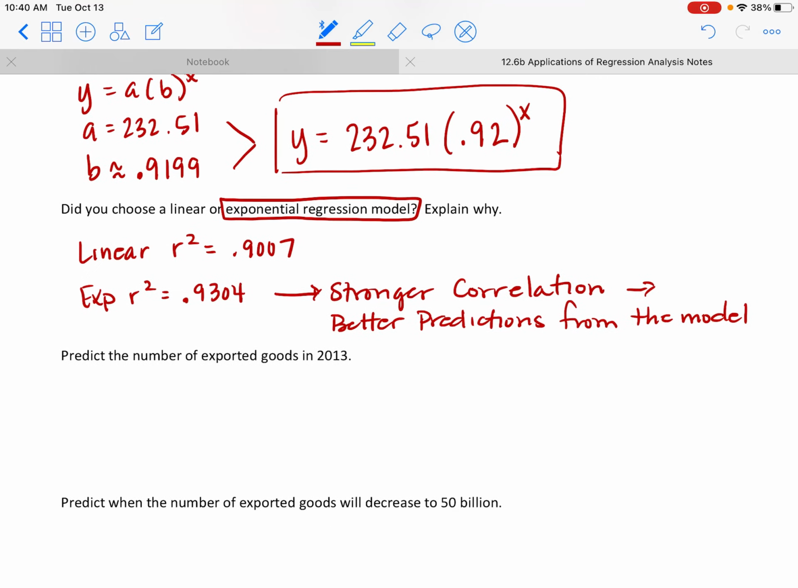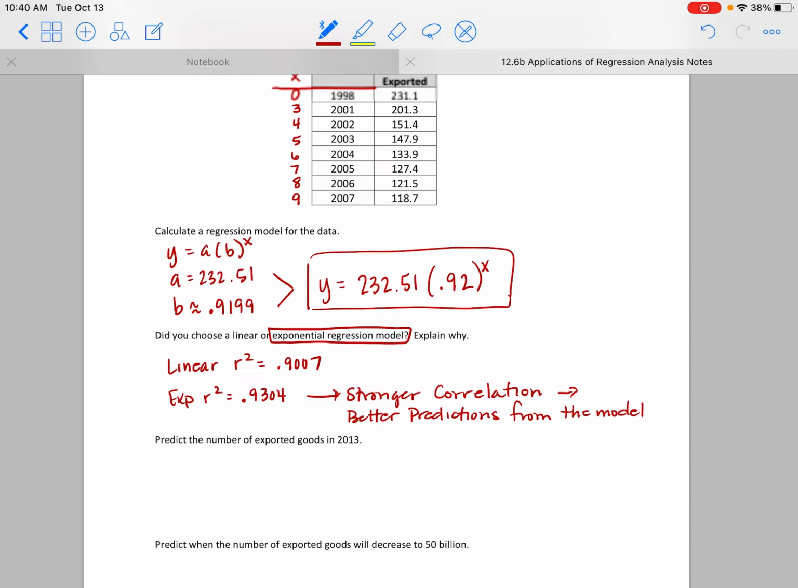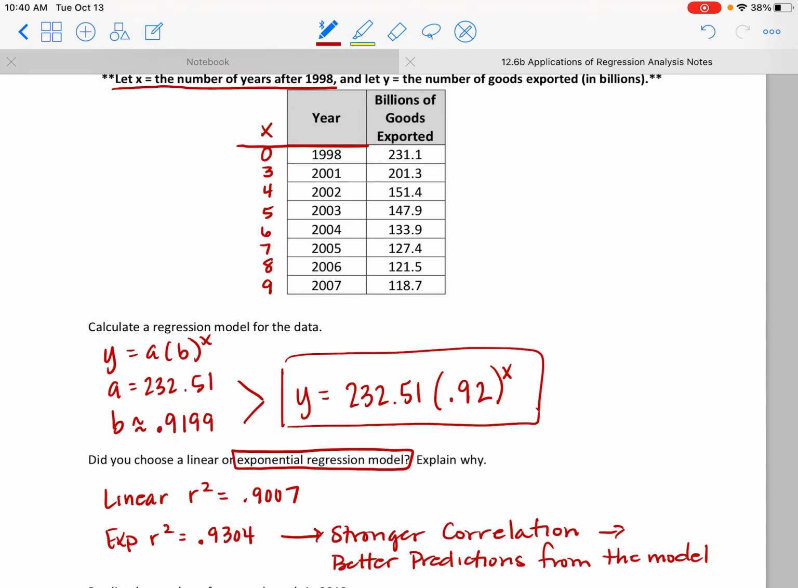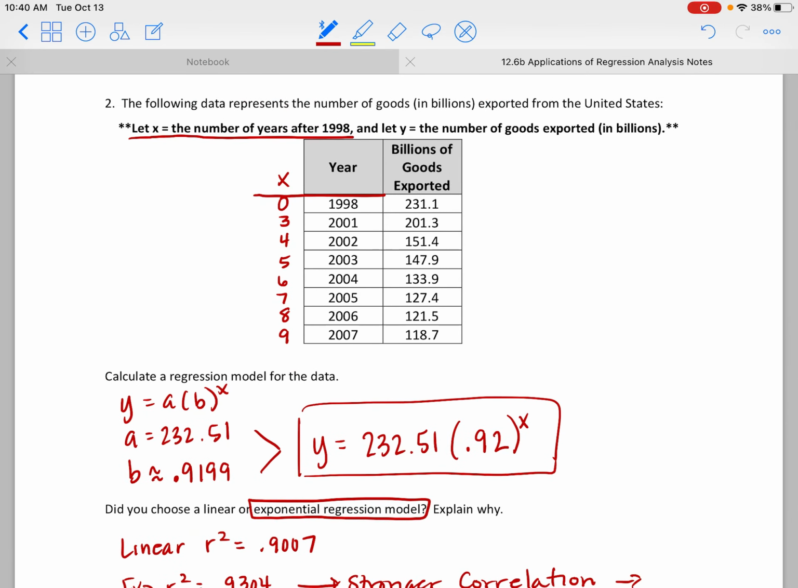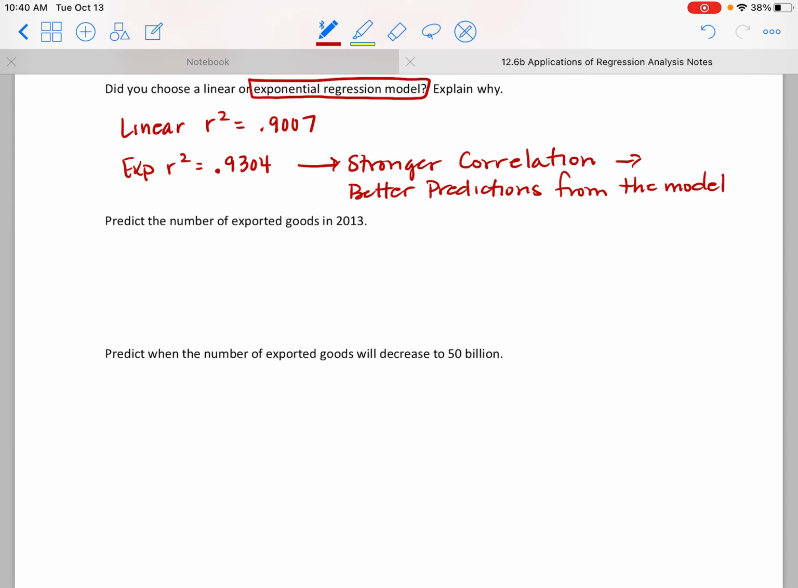Okay, so it says to predict the number of exported goods in 2013. Again, these are exported goods. These are y values here. So if I want to predict the number of exported goods, then I am looking for a y value. And then 2013 means we're how many years after 1998? Well, that is 15 years after 1998. So x equals 15.